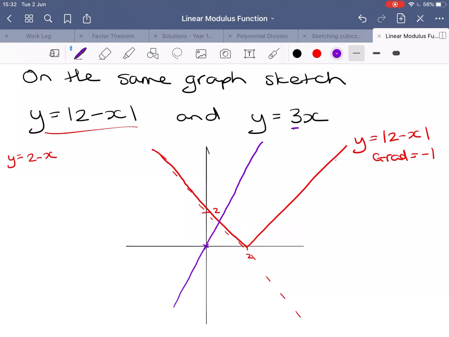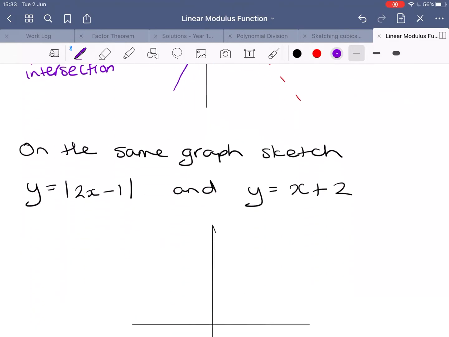And from this, if the question said how many points of intersection are there between these two lines, well, I can clearly see there's only one, because this line is steeper, so this line here is never going to intersect with that line there, okay? Because y equals 3x is a steeper line. So there's only 1 point of intersection. Okay, that's not always the case. So let's have a look at a different one.